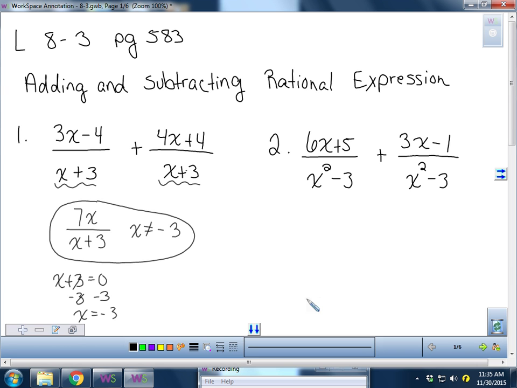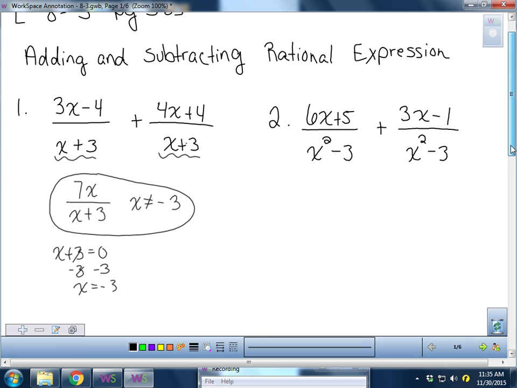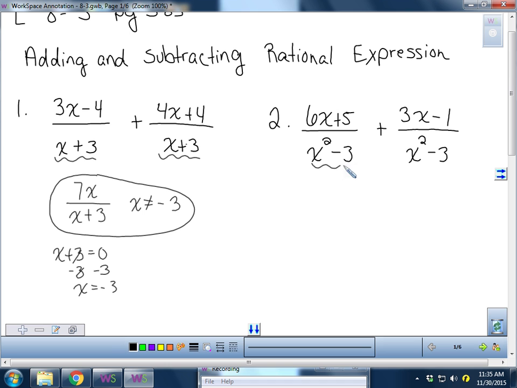Okay. Number 2, I have 6x plus 5 over x squared minus 3 plus 3x minus 1 over x squared minus 3. Again, I have a common denominator of x squared minus 3. I will just add the tops together. 6x plus 3x is 9x. 5 and negative 1 will give me 4. And that's all over my common denominator of x squared minus 3.